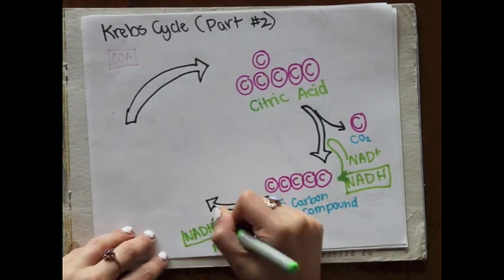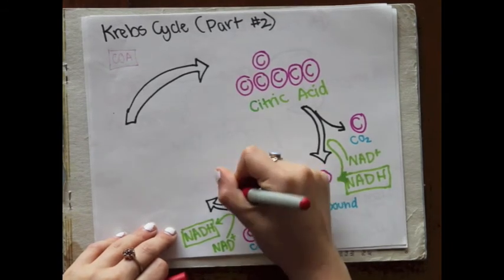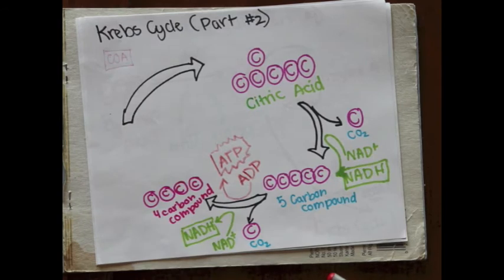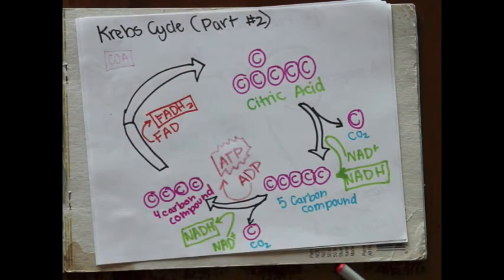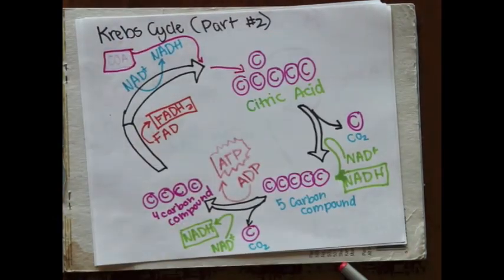And ADP is turned into ATP. Now it is a 4-carbon compound, and FAD is turned into an FADH2, and NAD plus is turned into NADH. Now it starts all over again.